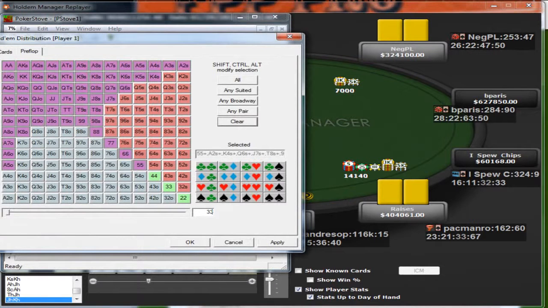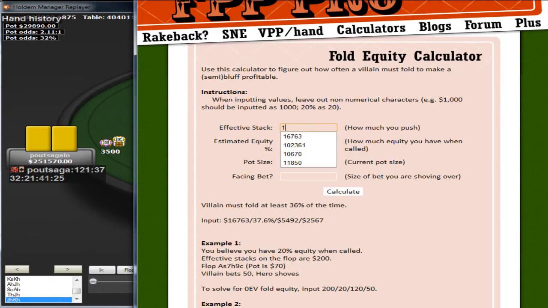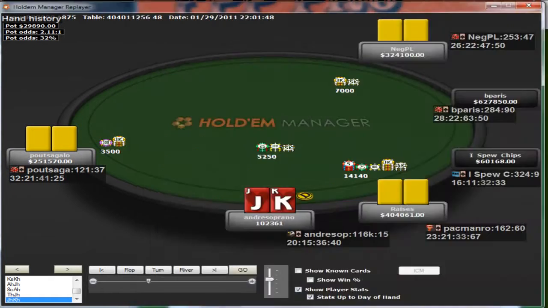All right, so now let's put all those hands on PokerStove. We also have a number here, the 67, that says that he folds to a 3-bet or a shove 67% of the time. That's quite a lot. But let's see how much we need. Let's put the hand on the calculator. Effective stack 102,361.